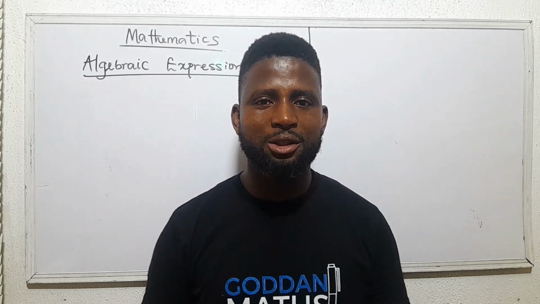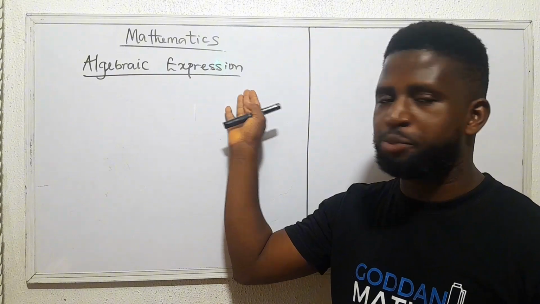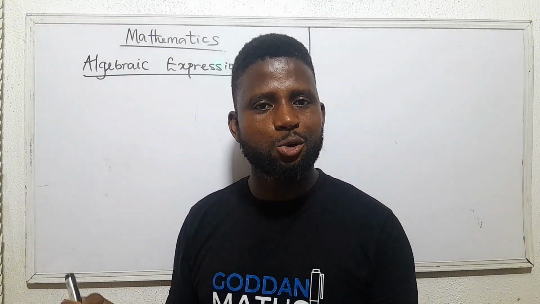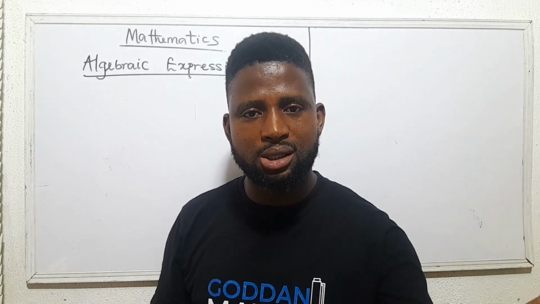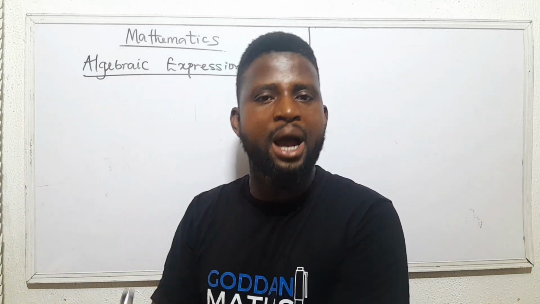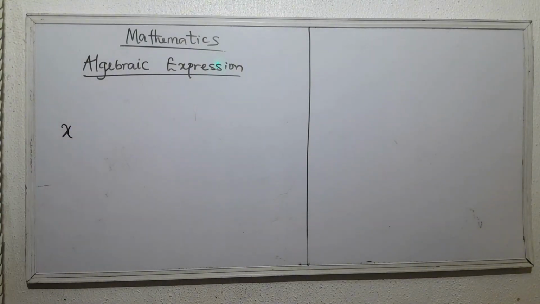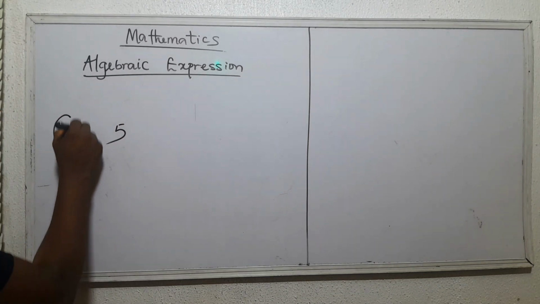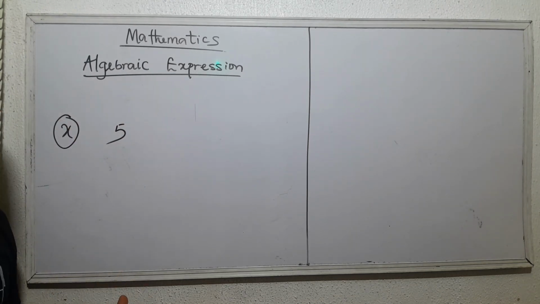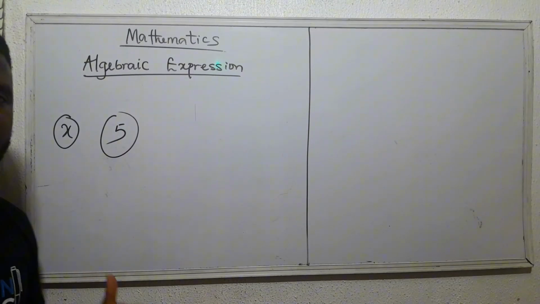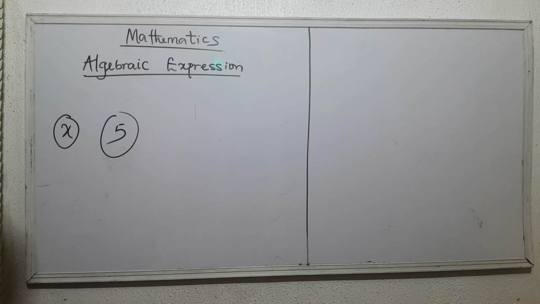In today's class, we're looking at the topic algebraic expression. Now, an algebraic expression is a mathematical statement containing one term or more than one term connected together by an operator. So if you have a single term, say x for example, or we have a single term, say 5 for example, x as a single term can be called an algebraic expression. 5 as a single term can be termed as an algebraic expression.